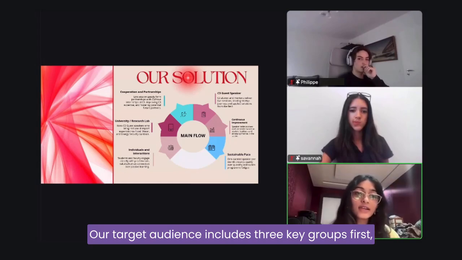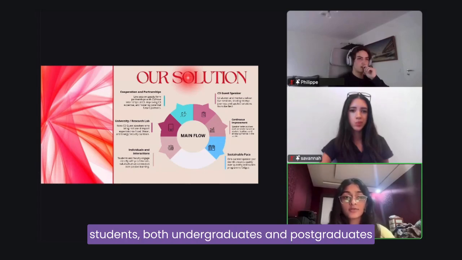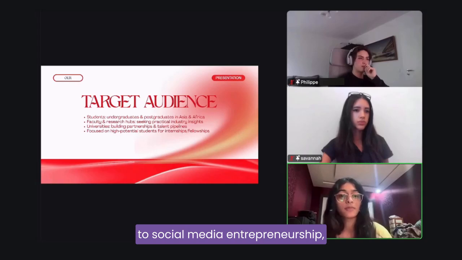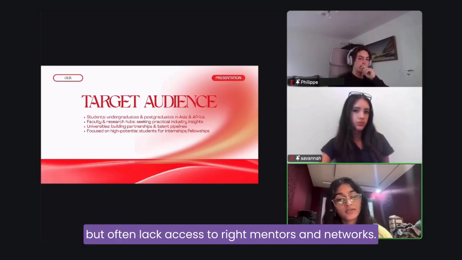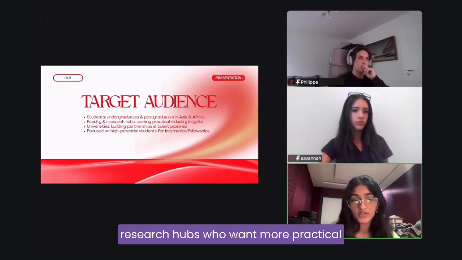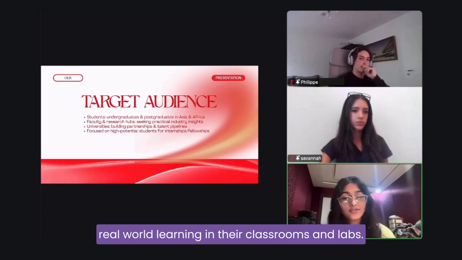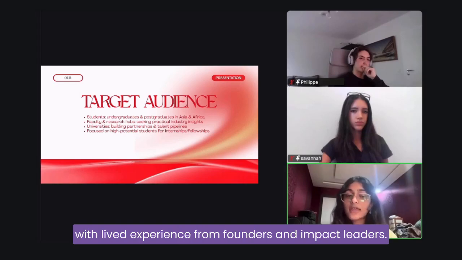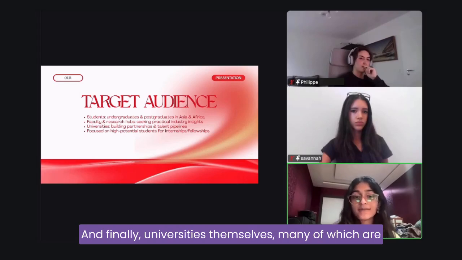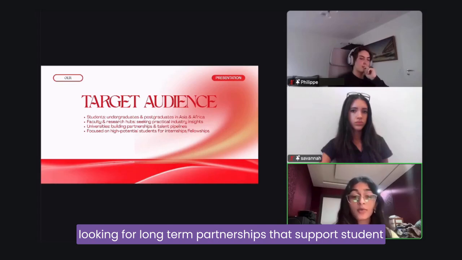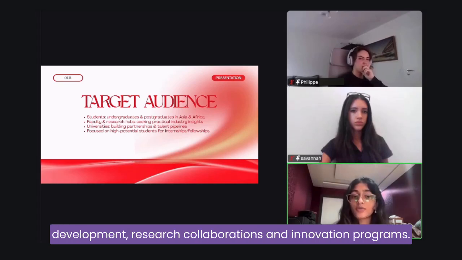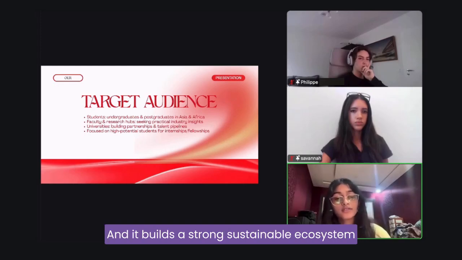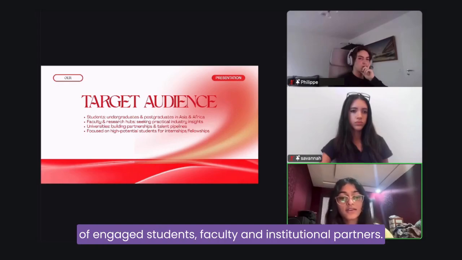Our target audience includes 3 key groups. First, students, both undergraduates and postgraduates across Asia and Africa, who are eager for real exposure to social entrepreneurship, but often lack access to the right mentors and networks. Second, faculty members and university research hubs, who want more practical, real-world learning in their classrooms and labs. Our model helps them connect academic theory with lived experience from founders and impact leaders. And finally, universities themselves, many of which are looking for long-term partnerships that support student development, research collaborations, and innovation programs. By focusing on these 3 groups, our prototype stays relevant and very scalable, and it builds a strong, sustainable ecosystem of engaged students, faculty, and institutional partners.